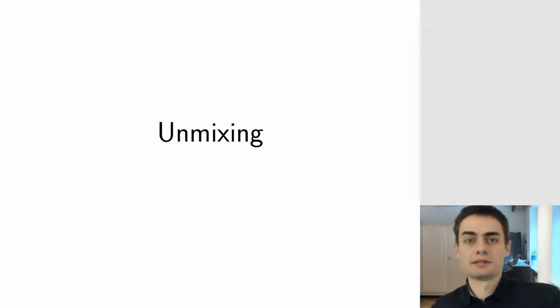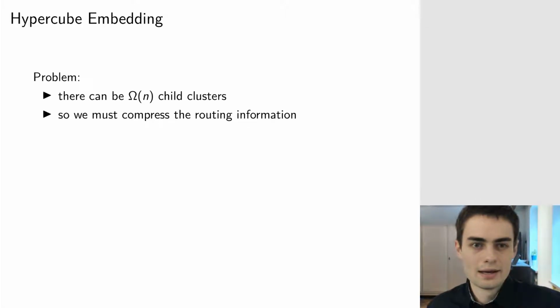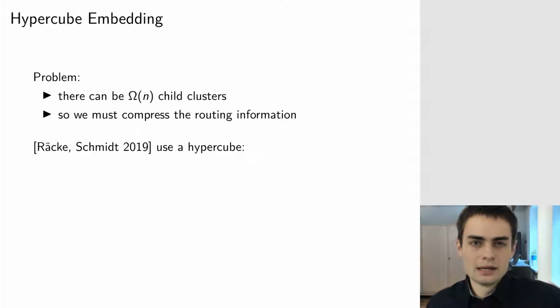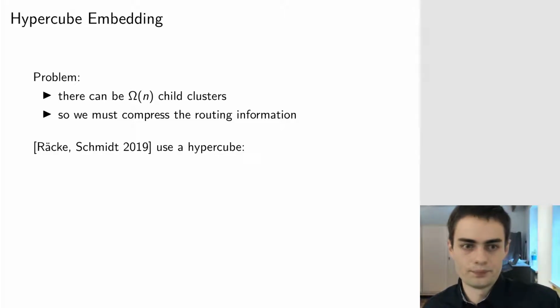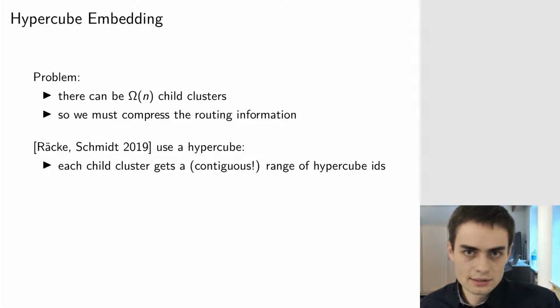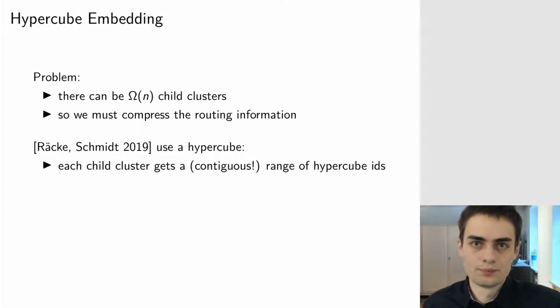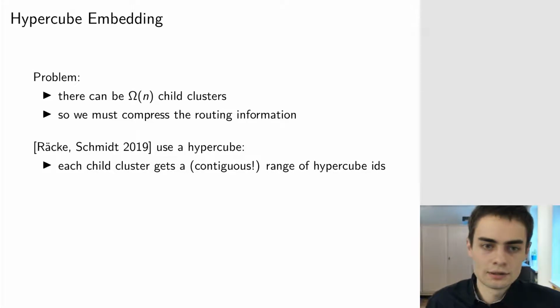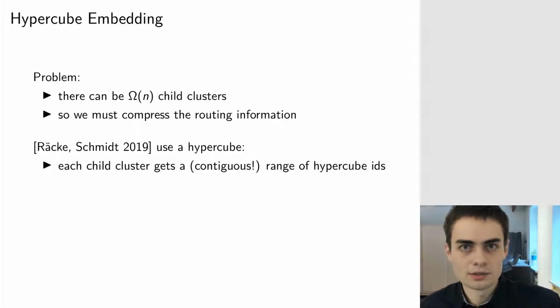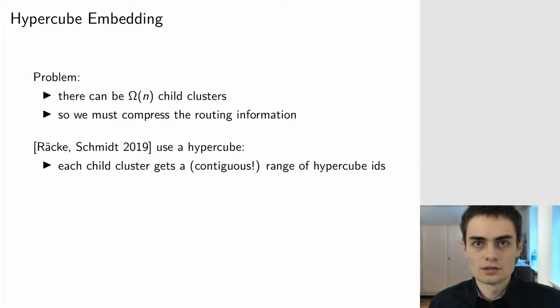Now let's talk about unmixing, which is the more complicated part. The basic problem is that we might have lots of child clusters, so we can't store information for each child cluster. That would be too much. We have to compress that in some fashion. Recker and Schmidt use hypercubes for this purpose. So they assign each child cluster some range of hypercube IDs. And they do that in some fashion so that they know which child cluster gets which IDs, and that this information can be stored very compactly. So we can now assume that we know which hypercube IDs belong to a child cluster.